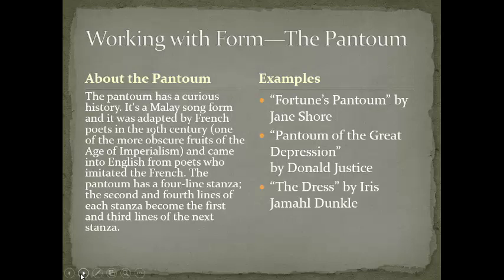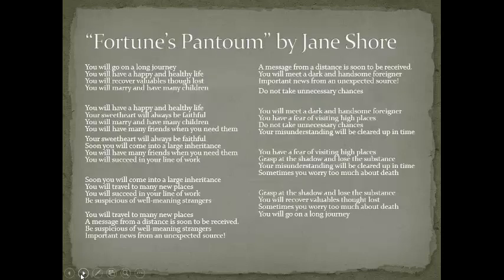Another form of poetry I want us to take a look at is called the pantoum. It's actually a really interesting history of this form. It's a Malay song that was adapted by the French poets in the 19th century, and it came into English from the poets who imitated the French. The pantoum has a 4-line stanza. The second and fourth lines of each stanza become the first and third lines of the next stanza. So when you write a pantoum, it's almost like weaving a basket, and we'll talk a little bit about that. First, let's look at a couple of examples.